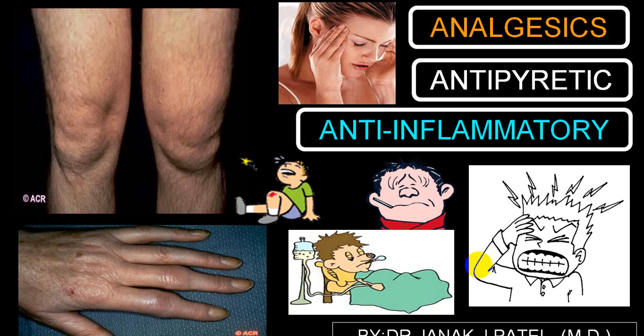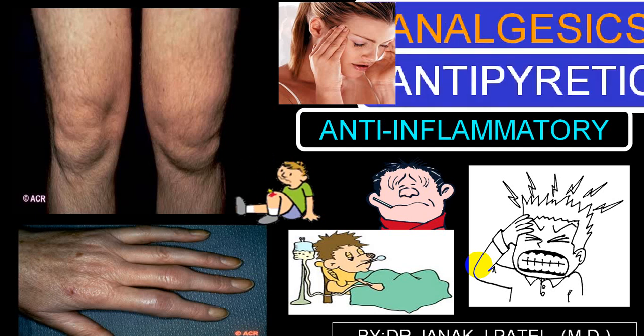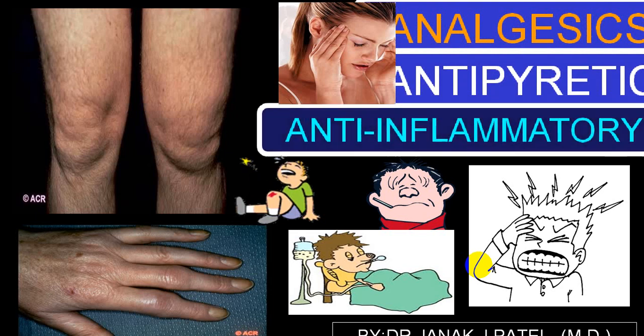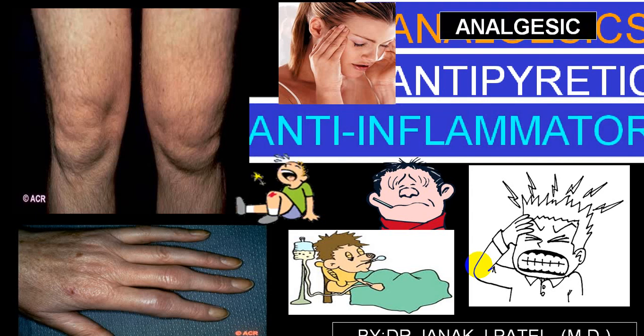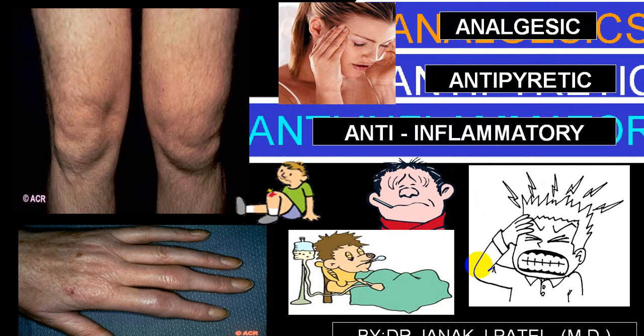There are three compounds which we commonly use during pain management. One is analgesic, antipyretic, because very frequently with pain there are associated symptoms like headache, body ache, muscle cramps, etc., and anti-inflammatory. Analgesics are the drugs which will reduce your pain, antipyretics reduce your temperature, and anti-inflammatory drugs reduce your inflammation.